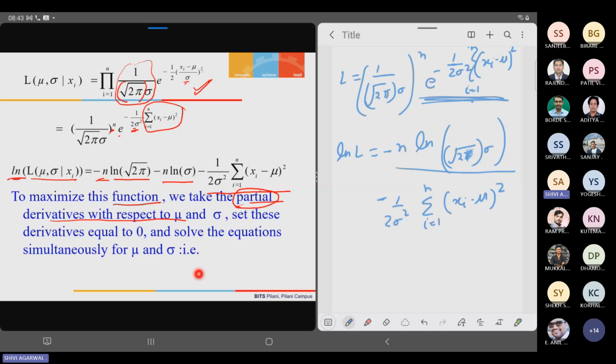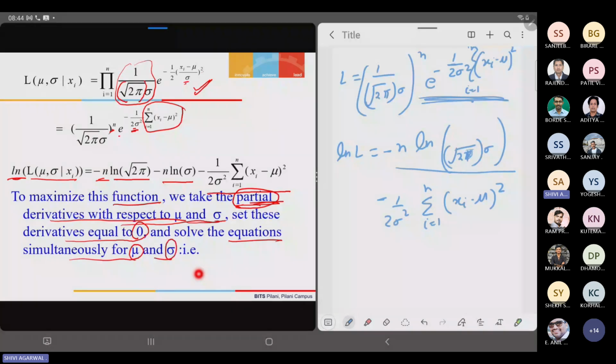So we have to differentiate with respect to mu and put it equal to 0, and differentiate with respect to sigma and put it equal to 0. Because there are two parameters, we are taking the partial differentiation. When there is only one variable, we take only simple differentiation. To maximize the function, we take the partial derivative with respect to mu and sigma and set these derivatives equal to 0 to make the maximum. So solve the equations simultaneously for mu and sigma.